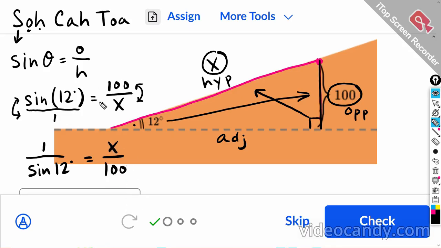Again, you don't have to do it this way. If you like to cross multiply, you can certainly do it that way. Solving for x, the opposite of divided by 100 is, of course, times 100. I'm going to do that to both sides. Times 100. All right. On the right, it cancels. On the left, the numerator, 100 times 1 is just 100 divided by sine of 12. So that's all you have to do, 100 divided by sine of 12.